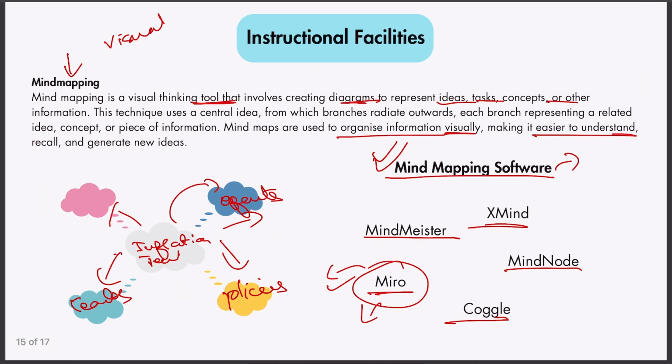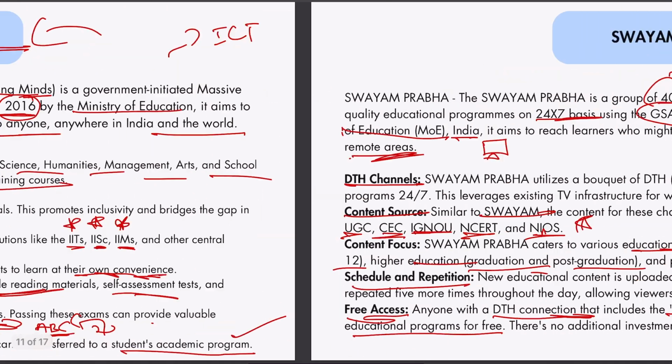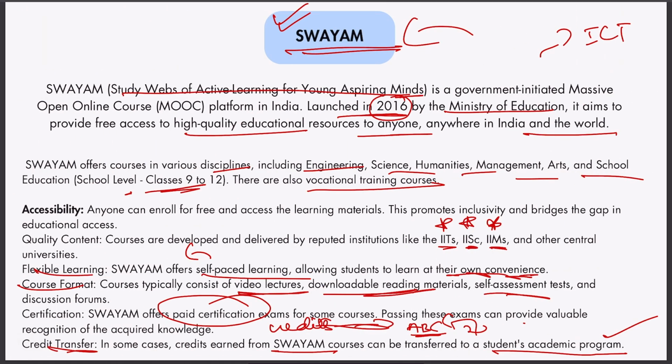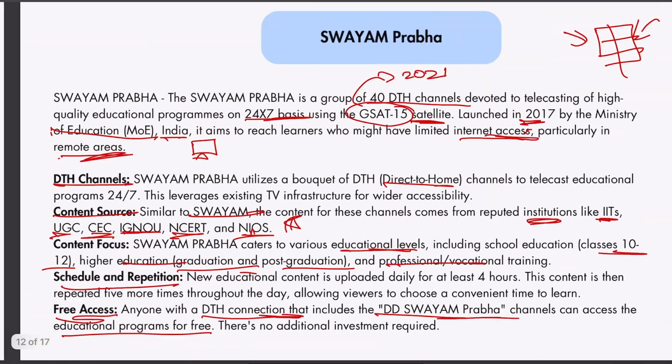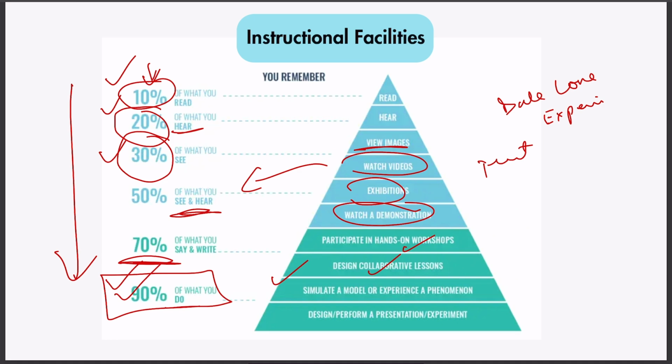That's why I always tell you that whenever I teach you something like SWAYAM Prabha or SWAYAM, go to the website and see for yourself how it works. What are the different courses under SWAYAM? What does it use? So you'll remember more. If you use it, you remember. So Dale's cone of experience is basically that: 10%, 20%, 30%, 50, 70, and 90. Hence, with this we conclude teaching aptitude.